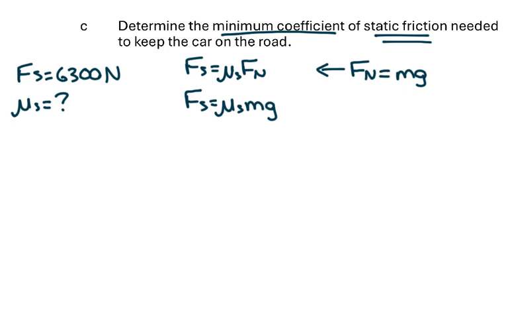Now, I'm not going to define my variable for gravity because it is 9.8 meters per second squared. I'm just going to substitute in what we know. Static friction, 6,300 newtons. Mu s, we're trying to find that. Mass from before, 1,100 kgs. And g is 9.8.